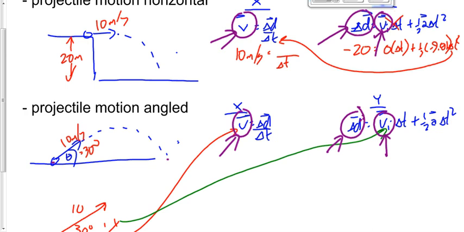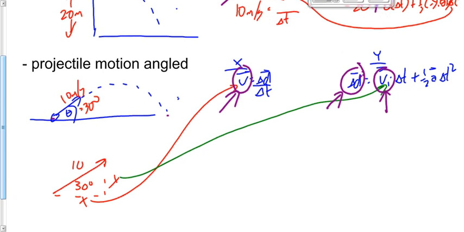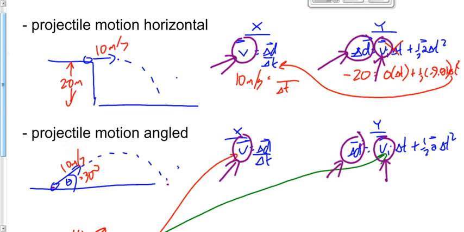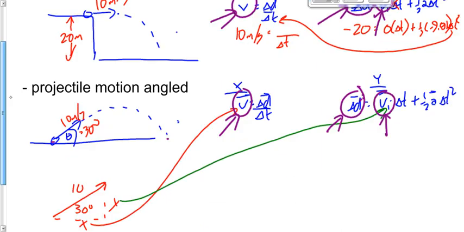Now, there is one more thing that we sometimes have to do with the bottom problem, and that is to find the max height. We won't have to do that with the first one, right? Because tell me right now what the max height is for the first one. 20. You can't go any higher if you're not launching it up into the air. It's 20. What's the max height for this one?